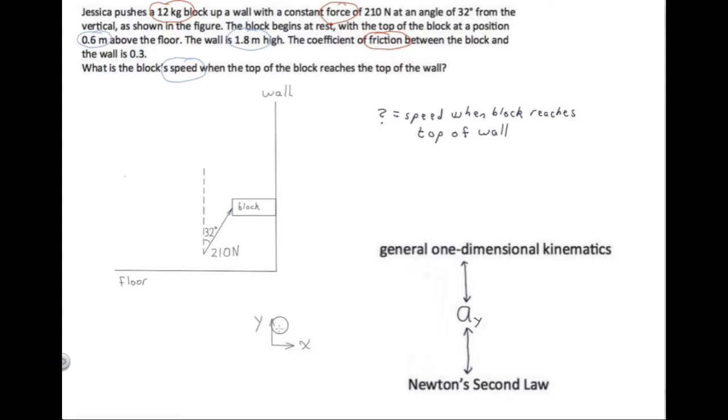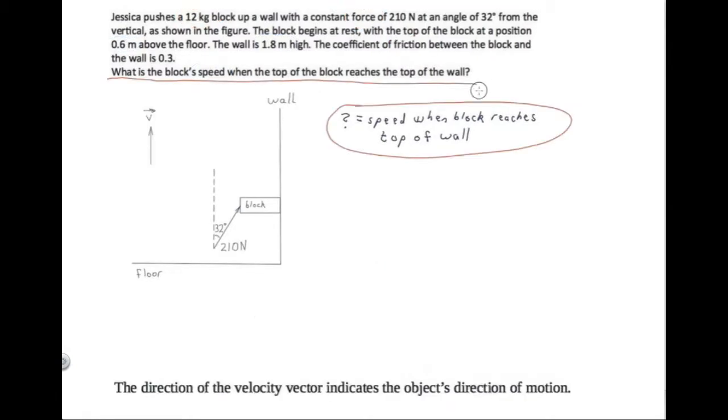If we choose these axes, we can see that the object in this problem will be moving vertically in the y component. So for this problem, we should say that the connecting link between kinematics and Newton's second law will be a sub y. Let's make a note of what the question is asking us for, the block's speed when it reaches the top of the wall. Speed is a kinematics concept. So I'm going to do some more work on the best way to represent this question later in the video when we start working with our kinematics framework.